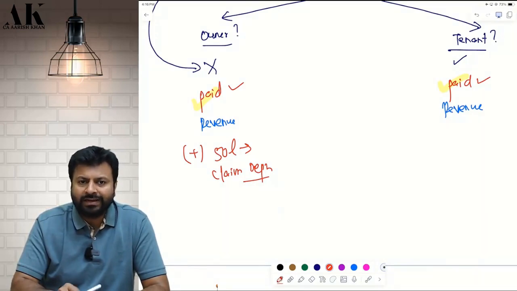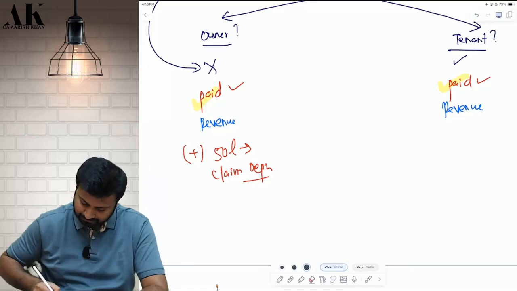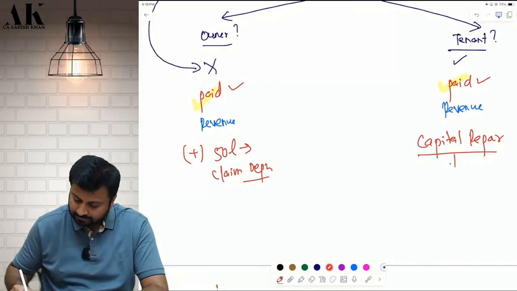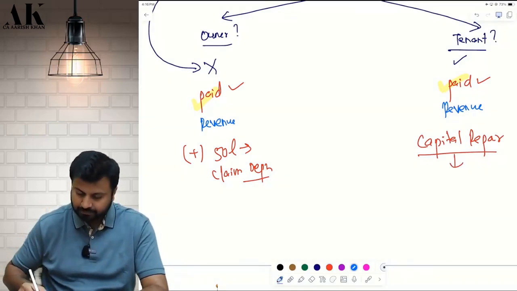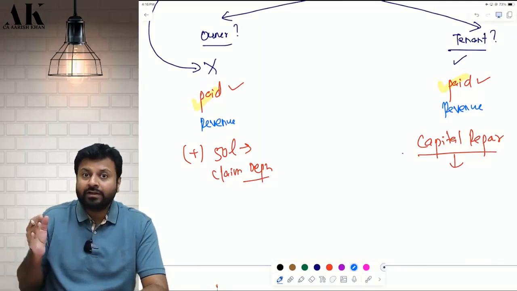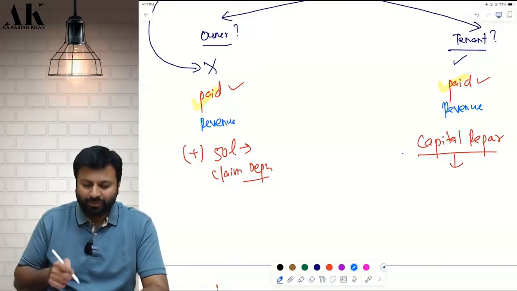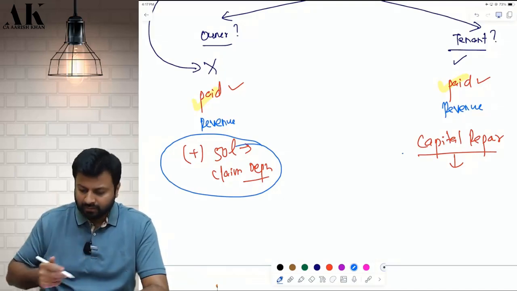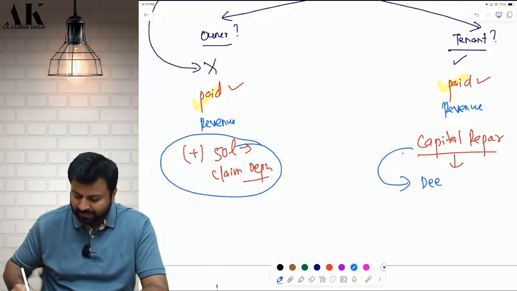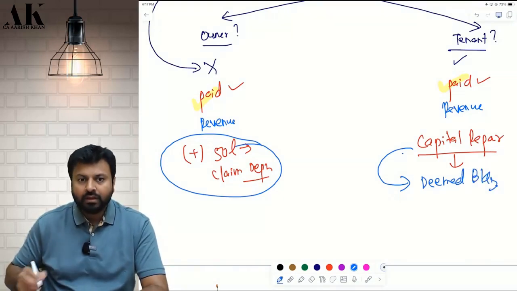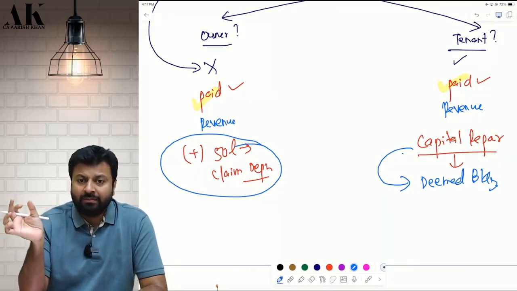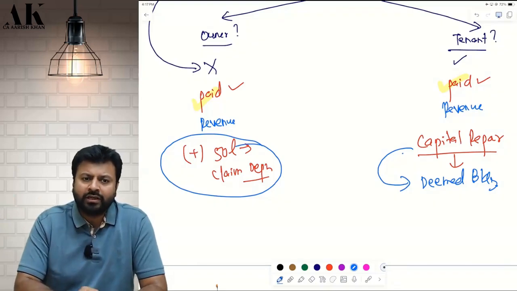So the law says, don't worry, if a tenant does a capital repair, there is no building for the tenant to add it to. The owner can add the capital repair to his building, but where will the tenant add it? So for the tenant, it is considered to be a deemed building. The government considers this capital repair to be a deemed building and a separate block of deemed building will be created, and thus he can claim depreciation on it. Are you clear? Please tell me.